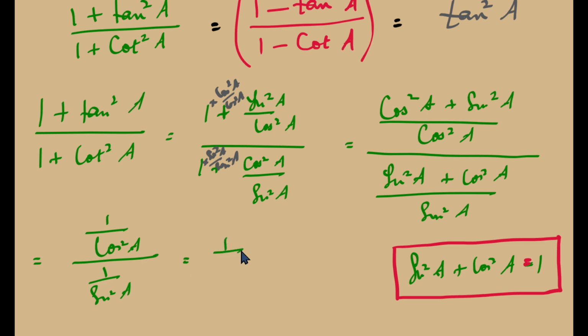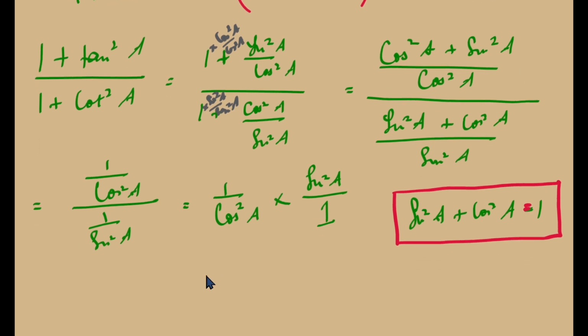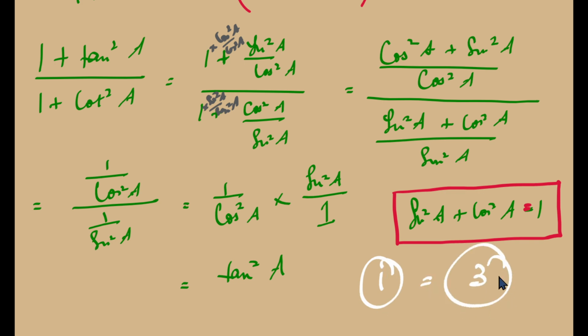And what is this equal to? This is 1 by cos squared a multiplied by the reciprocal of 1 by sin squared a, which is sin squared a by 1. And see what this is equal to. This is equal to our third expression, tan squared a. Sin squared a by cos squared a is equal to tan squared a. So now ultimately we have proved that expression 1 is equal to expression 3.